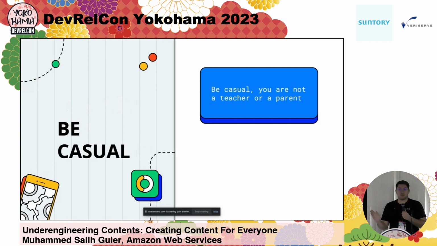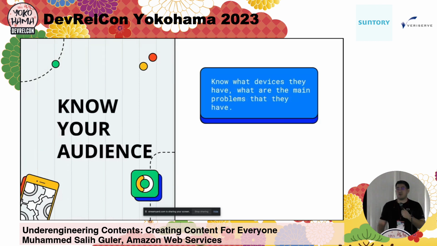And be casual. You are not people's teacher or parent. You do not need to teach them the MIT courses that we see on YouTube. You can have fun, you can make jokes, you can even be friends with the people on the live stream. That works a lot.